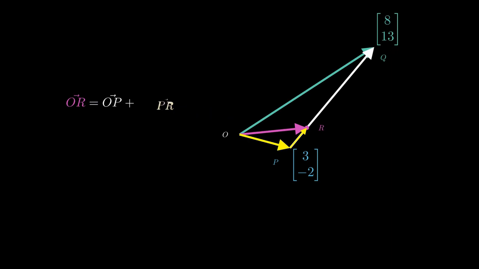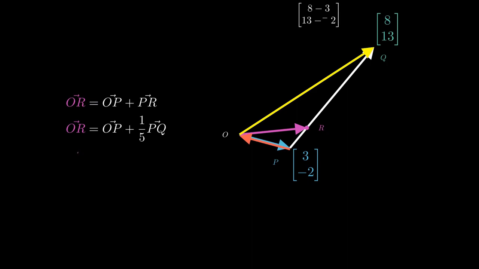So we know OP, that's fine. PR, we know is 1/5 of PQ. Now we need to find PQ. So how do we get from P to Q? We can go from P to O. That's the opposite of OP. Opposite just means negative. So negative OP plus OQ. That's how we get from P to Q.